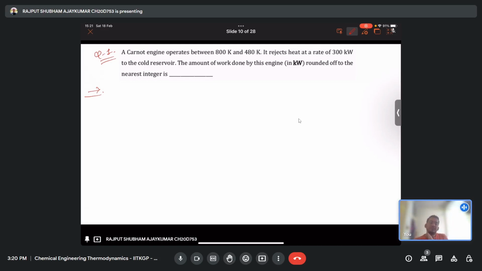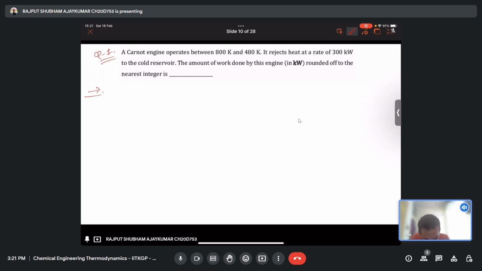This is the simplest type of question that can be asked, and it has been asked in the GATE examinations, the exam for getting into the IITs and NITs. It's easy and quick to grab, a maximum 2 mark question. You just need to remember what the efficiency is and how efficiency is calculated for the Carnot cycle or the heat source and sink process.